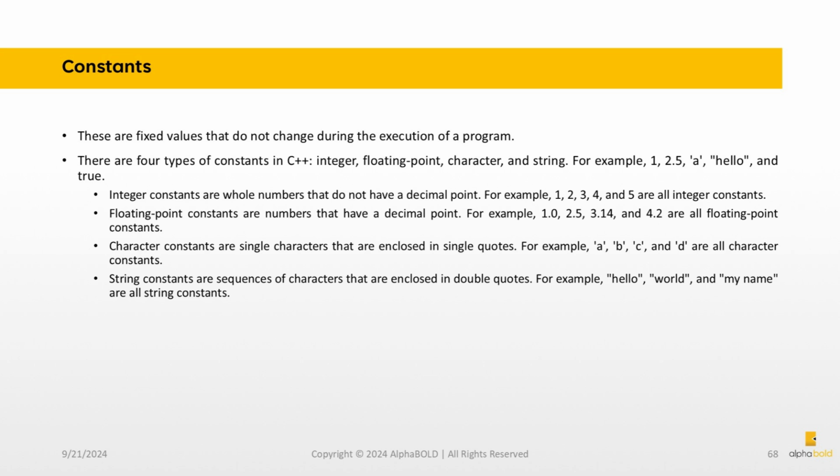Character constants are single characters that are enclosed in single quotes. For example, 'A', 'B', 'C', and 'D' are all character constants. String constants are sequences of characters that are enclosed in double quotes. For example, "hello", "world", and "my name" are all string constants.